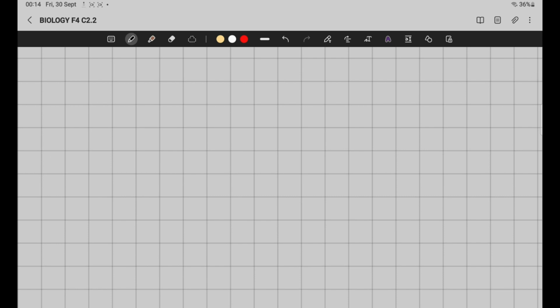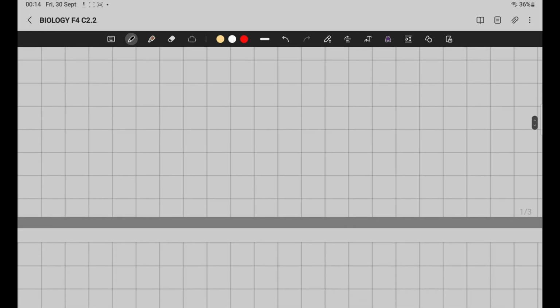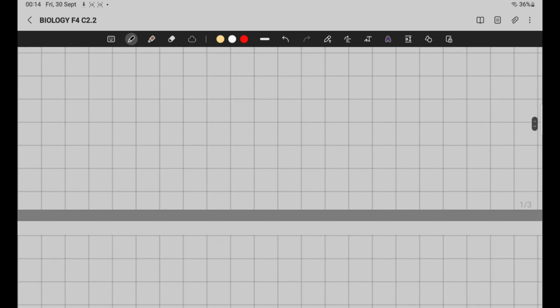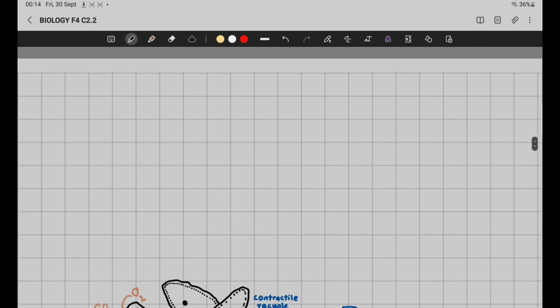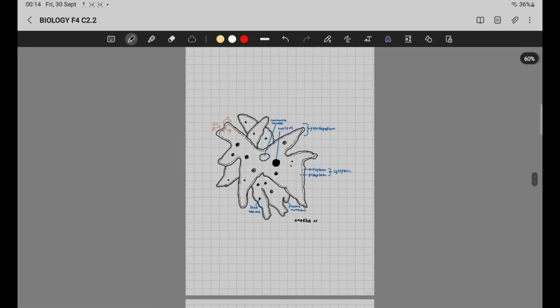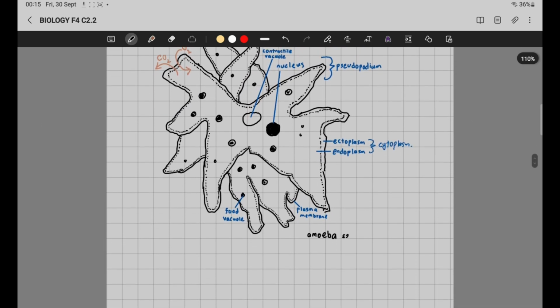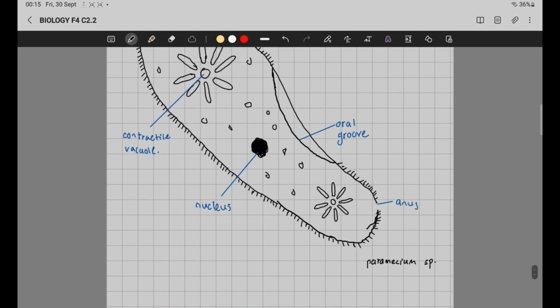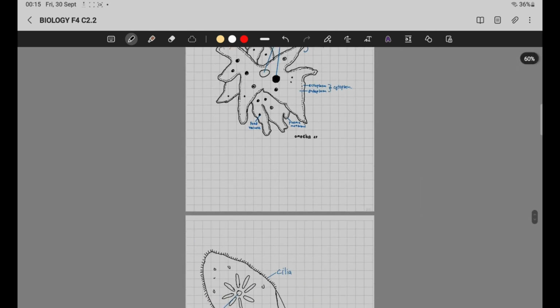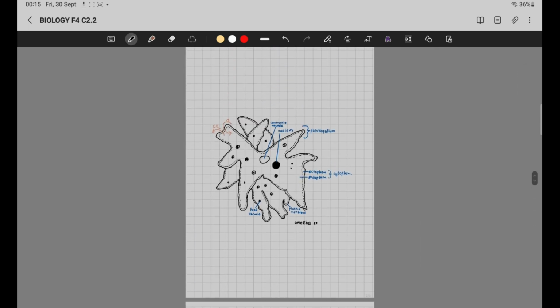So today let's jump into our topic, which is the life functions or life processes of unicellular organisms. In today's topic, we will learn about two unicellular organisms: the amoeba species and the paramecium. I bet that you are already familiar with these two examples. There are a lot of unicellular organisms, but let's focus on these two as they are mentioned in your textbooks.